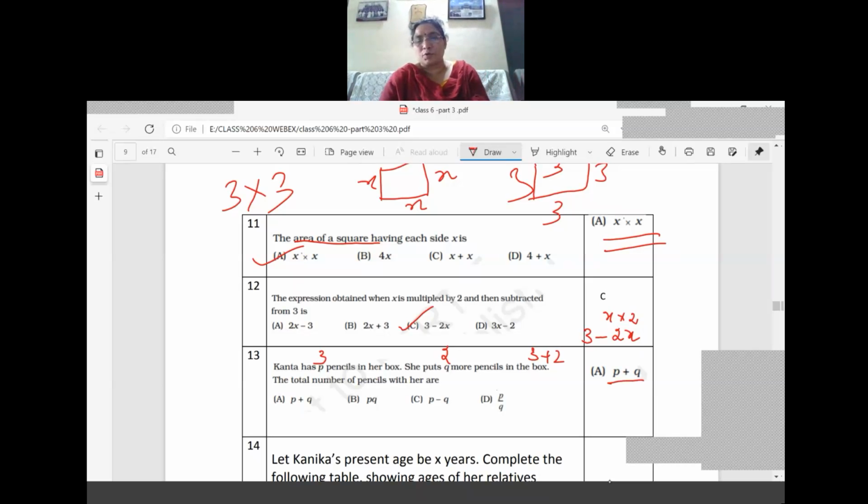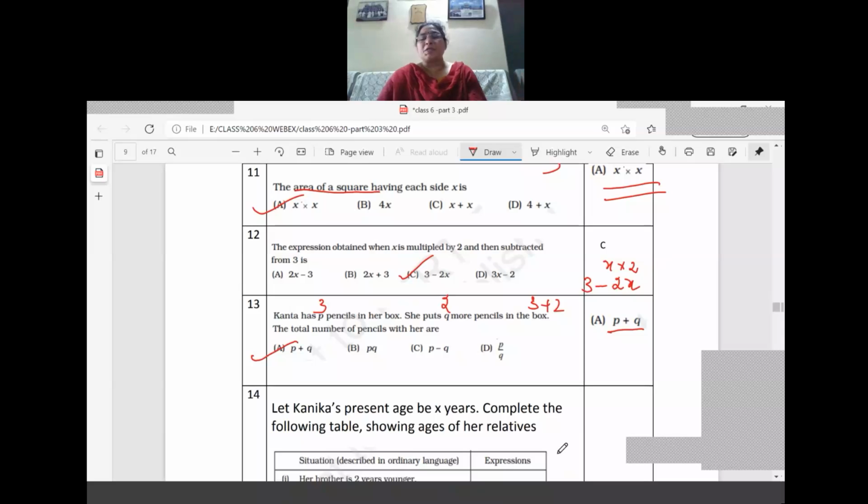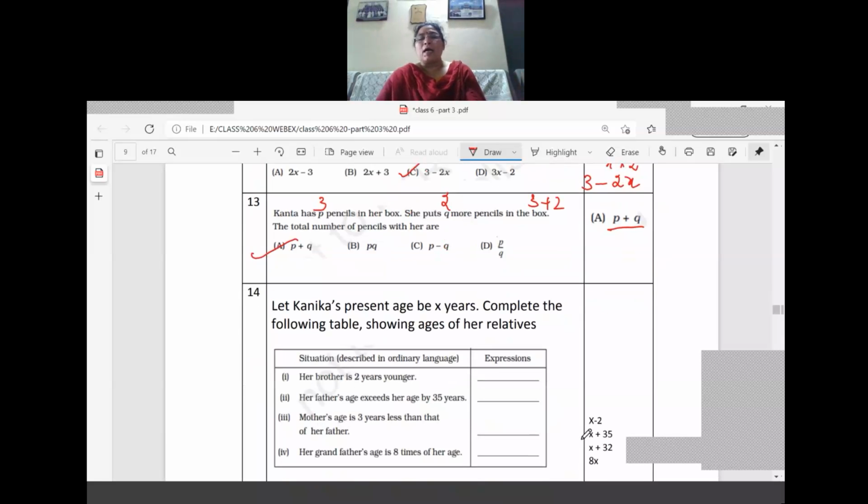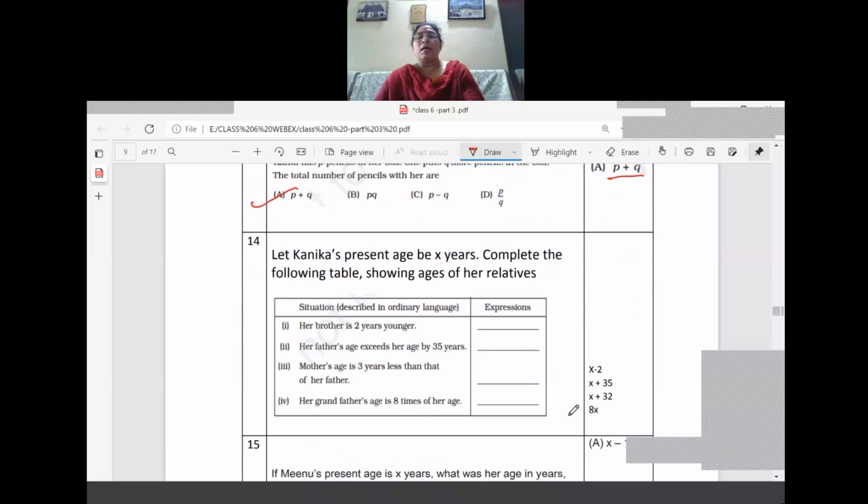Addition operation we have to use. So which is the question, which is the correct option? A is the correct option. Now Kanika's present age is X years. Complete the following table. Her brother is 2 years younger. That means suppose her age is now X, her brother is younger to her, so 2 years less.